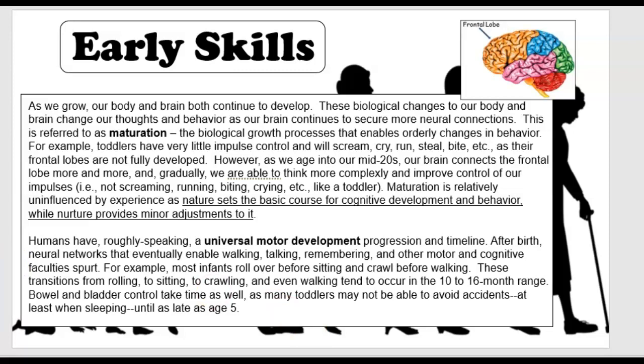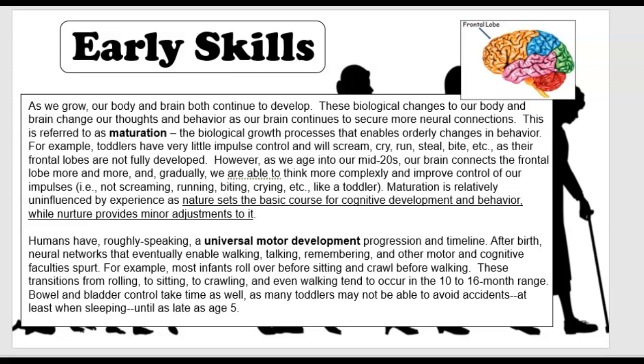Okay. As we grow, our body and brain continue to develop. There are biological changes to our body and our brain that cause thoughts and behavior. This is maturation. Think of maturing, right? The biological process that enables orderly change in behavior.